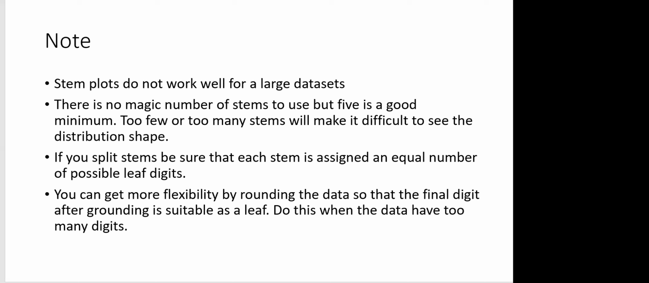So for example, what is it talking about? Let me give you an example. Let's say you asked professors about their salary, and the salary is given as, let's say, 49,725. That's too many digits. You can round it up to 50,000 and use 5 as a stem and 0 as the leaf in this case, instead of using 4 as the stem and 9,725 as a leaf. So that's what it's talking about.